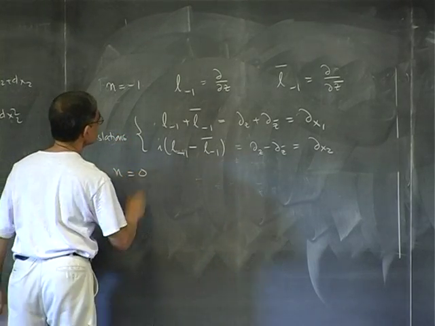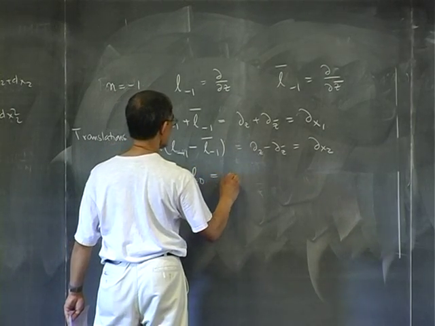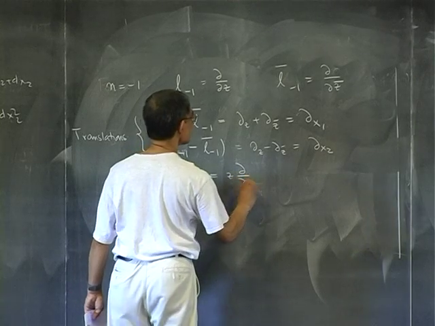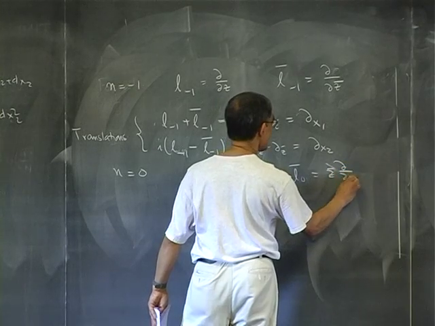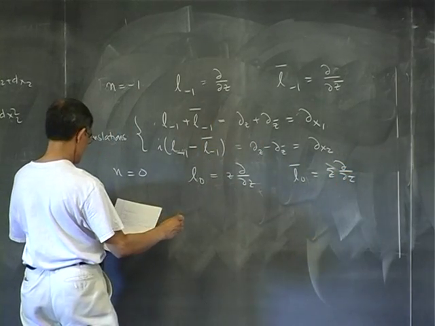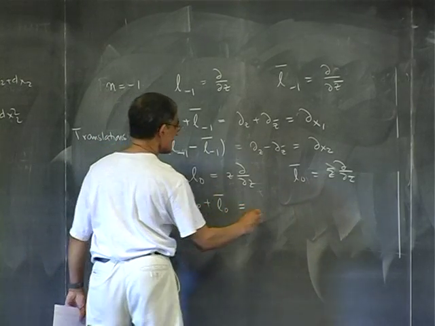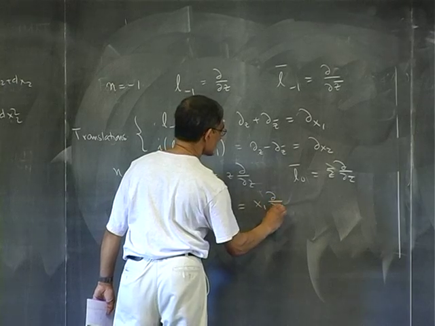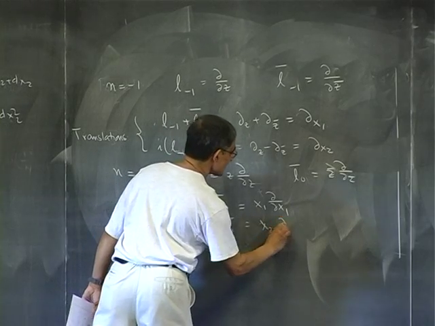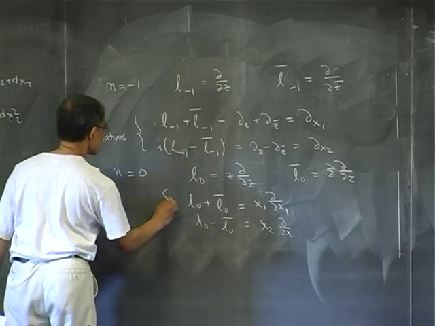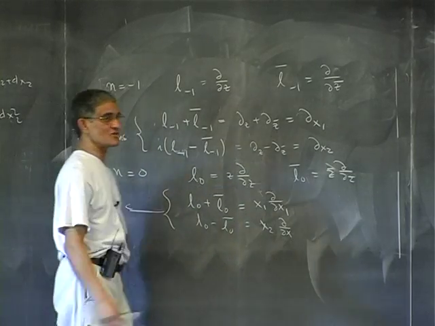Let us look at n equal to 0. There is only L0, which is z times del del z, and there is L0 bar, which is z bar times del del z bar, and of course, as you would expect, L0 plus L0 bar is x1 del del x1, L0 minus L0 bar is x2 del del x2. So, these are scaling or dilatation transformations.